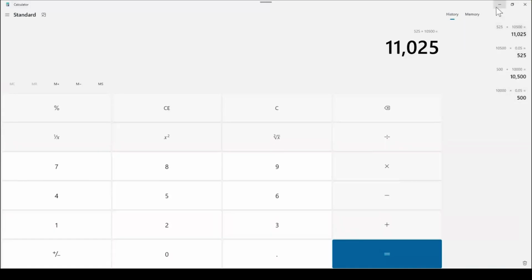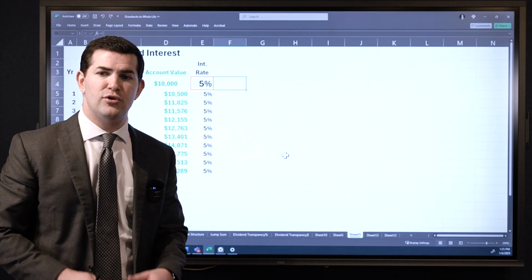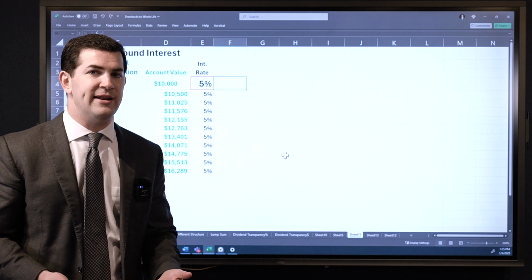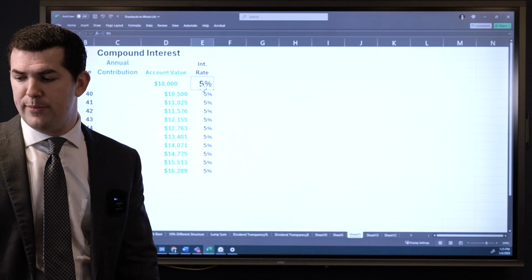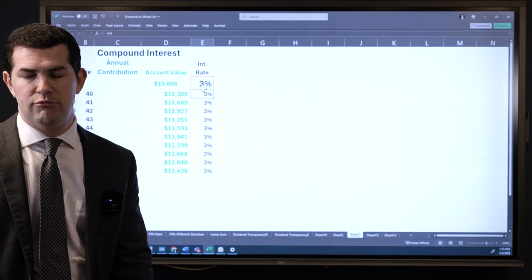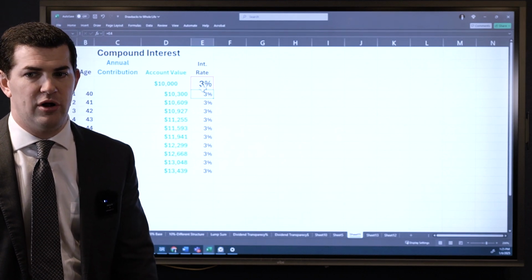So here is a quick workbook we put together. We've got $10,000. We're assuming a 5% interest rate. And after 10 years, the balance compounds to $16,289. Now, what if we only earned 3%? Well, we see it impacts the balance, especially over the long haul.